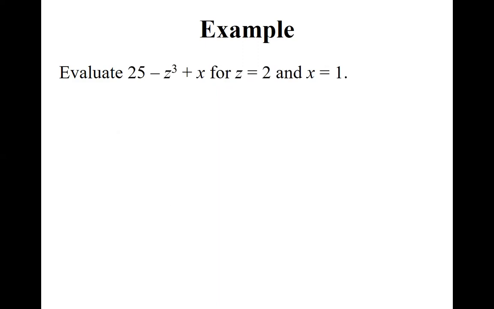25 minus z cubed plus x. We're evaluating that for z equals 2 and x equals 1. One of the things I want to point out is notice every time we are given values for all the variables in the expression. Since there was a z and an x, we're only able to evaluate if we have a value for z and a value for x, which we do here. z is 2, x is 1.